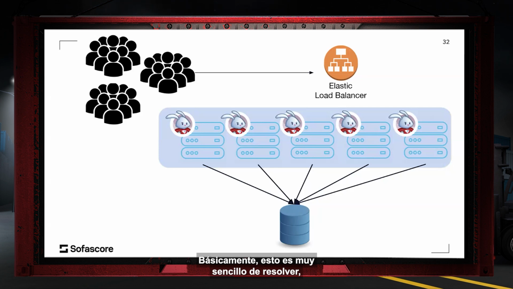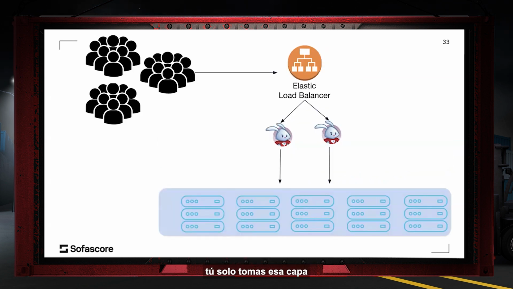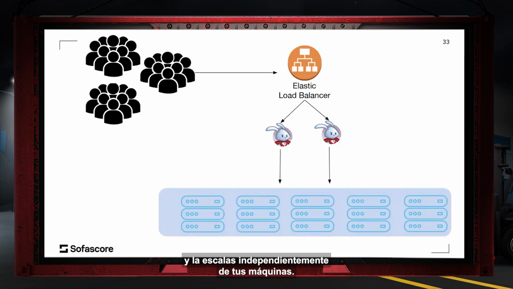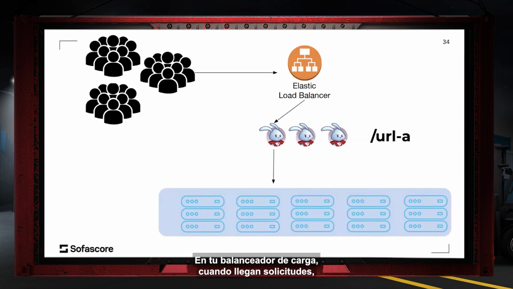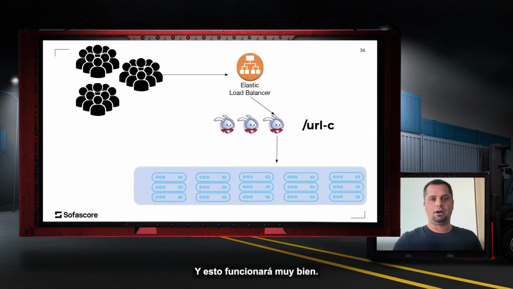So basically, this is really simple to solve. You just take that layer and scale it independently of your machines. And this works great, but now we have 2 requests. It would be better if there was one. And the more machines you add to the caching layer, the less efficient cache gets. The solution to this is to just shard. So on your load balancer, when a request comes, you just hash it and shard it, and then different caching servers will get different URLs. You'll basically split your cache into multiple chunks, and then this will work great.